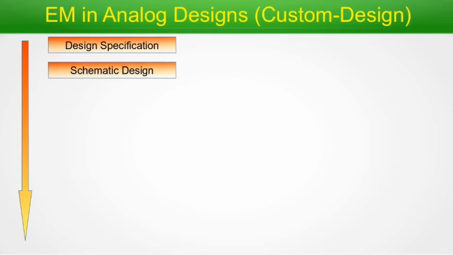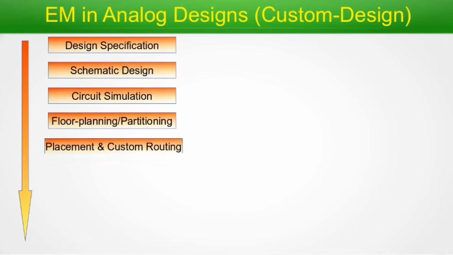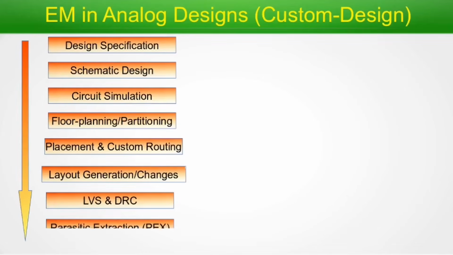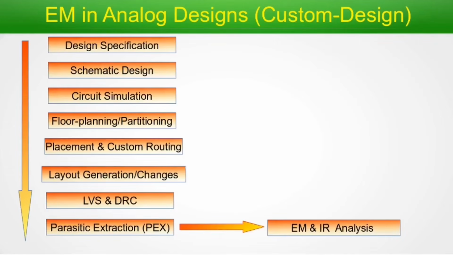Let's describe the flow first and see where EM stands in this entire flow. Design specification, then comes the schematic design, then the basic circuit simulation, which is a functional simulation, then floor planning or partitioning, then placement and custom routing, then layout generation or changes, then we do the DRC and LVS, then we extract the parasitics, also abbreviated as PEX. Then in the next stage, we do the EM and IR analysis.